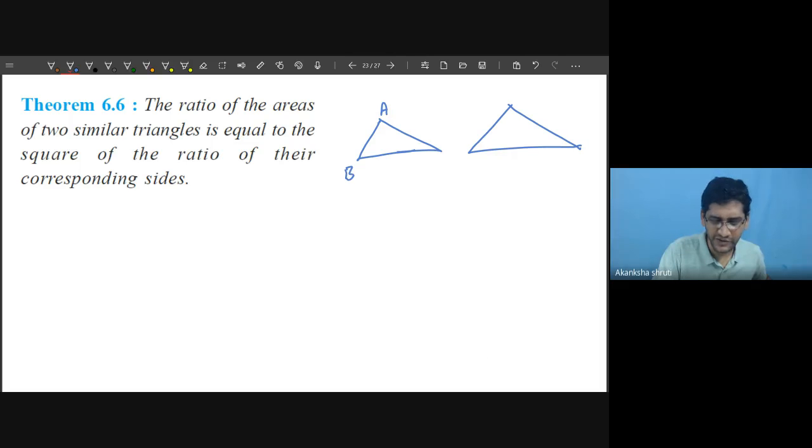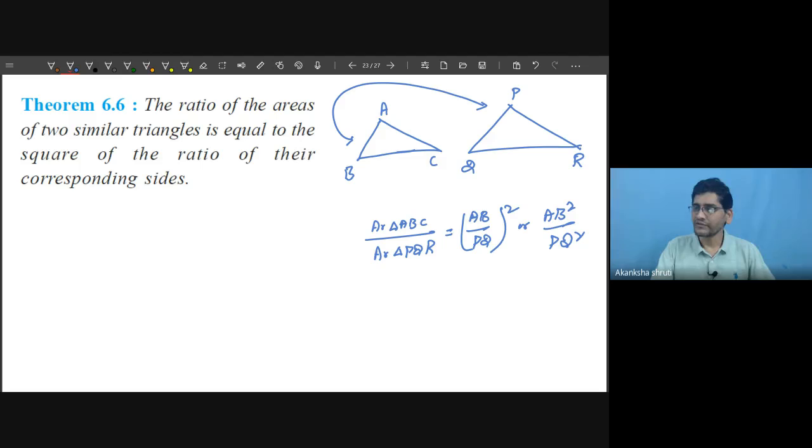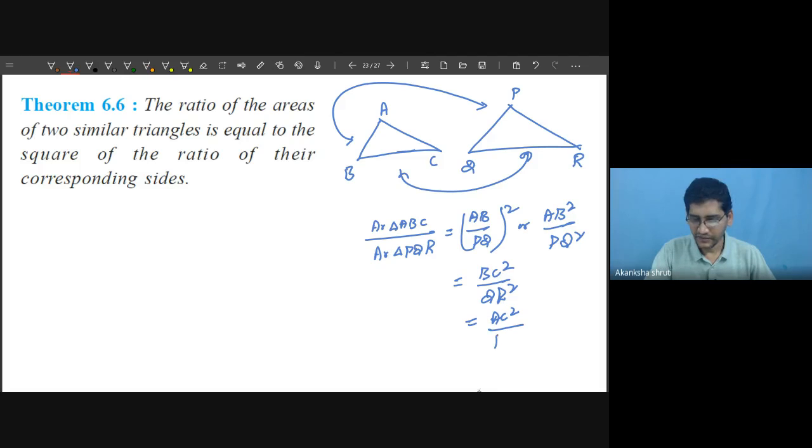So let me take the triangles ABC and PQR. Irrespective of the type of triangle, if I take the area of triangle ABC to the area of triangle PQR, and if these two triangles are similar, then the ratio of their areas is equal to the ratio of their corresponding sides. If AB is matching with PQ, then AB by PQ, this much squared. Or you are free to write it in the form AB square by PQ square. Not only one of the sides, you are free to take the other sides also. BC square by QR square, same as the remaining third side, AC square by PR square.